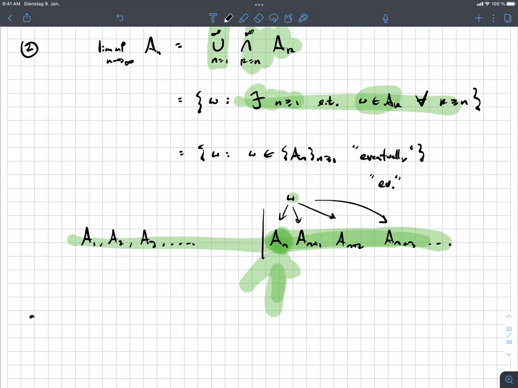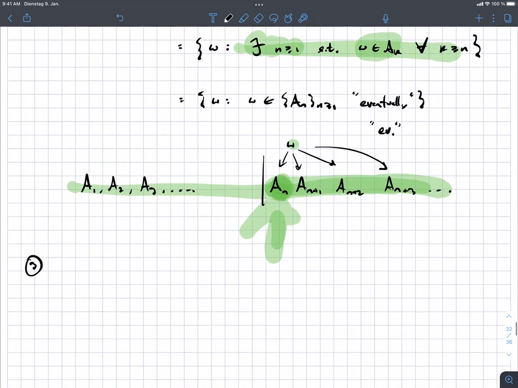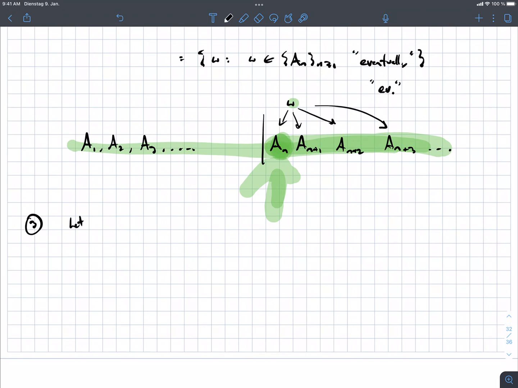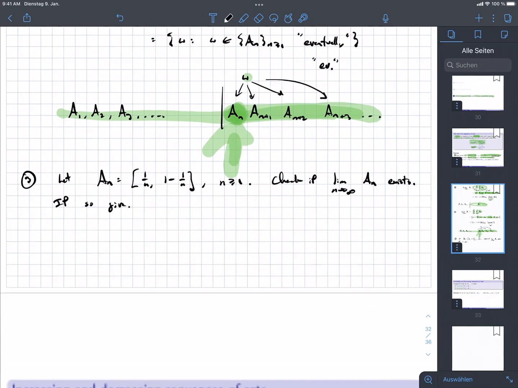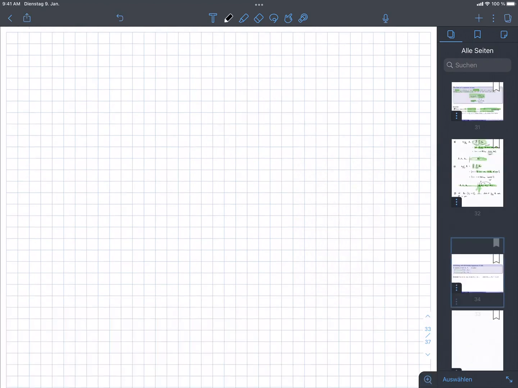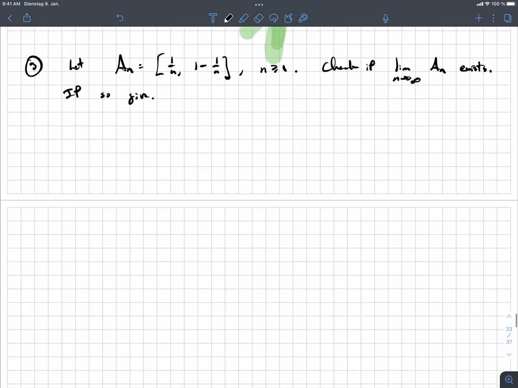Okay, let's practice just finding the limit of a sequence of sets now. So let's say I've got A_n is this, for all n greater than 1. So we want to check if the limit exists, and then if so, give it. To check if it exists, what I need to do is find the lim sup and the lim inf, and if they're the same, then that set is the limit.